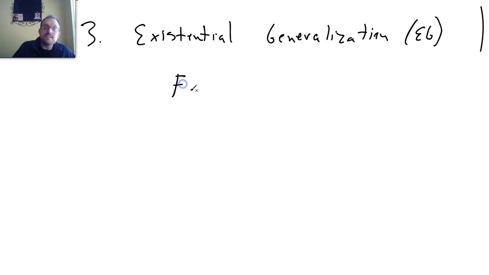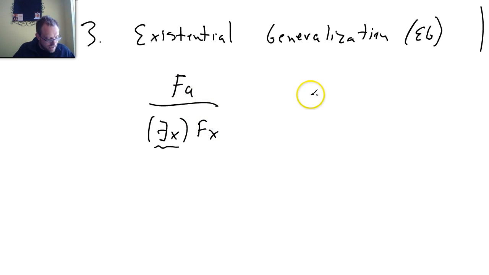If I have Fa, so if I have a basic predicate claim, any predicate proposition that's not quantified, I can existentially quantify it into ∃x Fx. So I can move from the constant into the variable, but I can only do it with an existential claim, because really this says that there's at least one that exists, and of course we know it's this one right here. So I can do that.